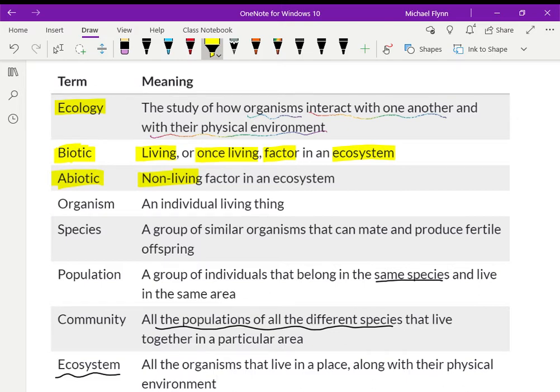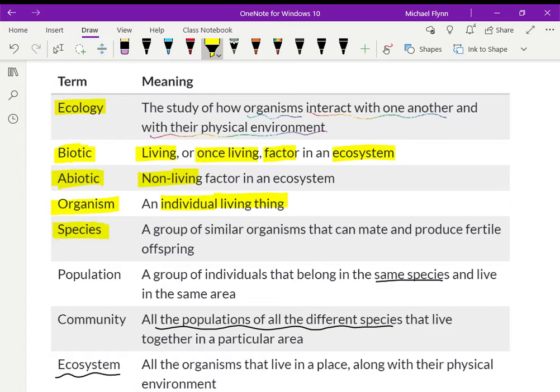Now, an organism is an individual living thing. So you are organisms. A squirrel is an organism. Now, a species is a group of individuals that have the same characteristics, and basically very similar DNA. So, for example, humans make up a species on this planet called Homo sapiens. Chimpanzees would be another species, squirrels would be another species, dogs would be a species, cats would be a species, right? Lions, tigers, bears, oh my, right?